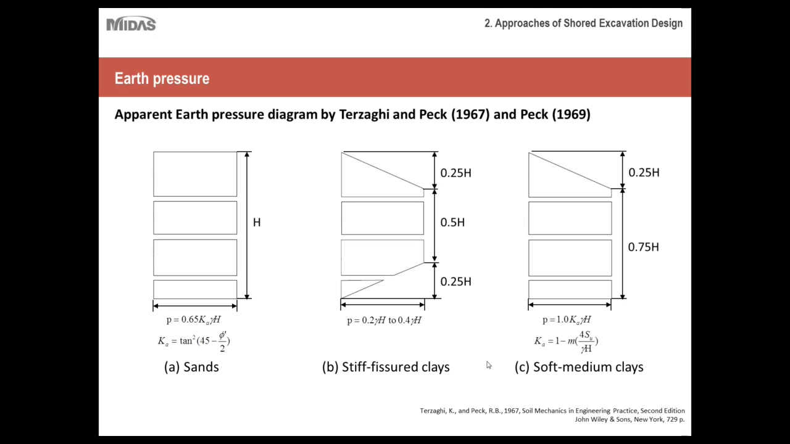Then if you are talking about soft to medium clays, it is a different variation altogether. You see, for the first quarter, the pressure varies, and then it stabilizes for the rest of the depth of the soil strata. So two things we can observe from here: soil pressure definitely varies depending upon the soil type you are using, and it definitely varies with the depth of the excavation. And if the depth of the excavation is very deep, then these variations are different from the realistic behavior. We'll talk about that in a short while.